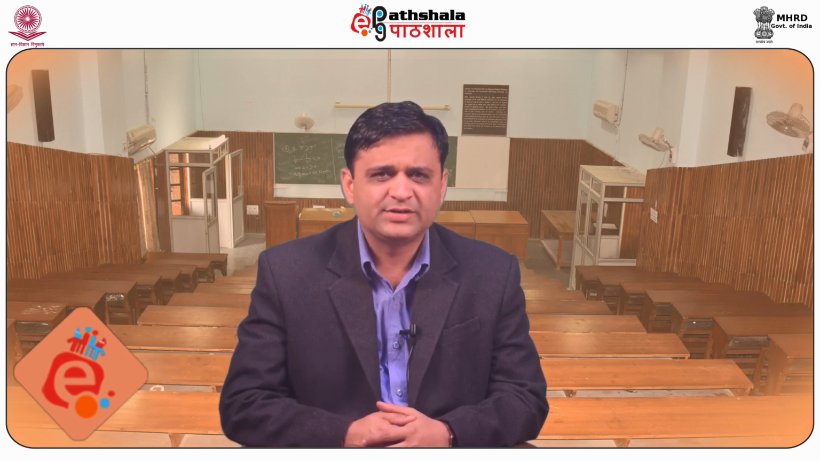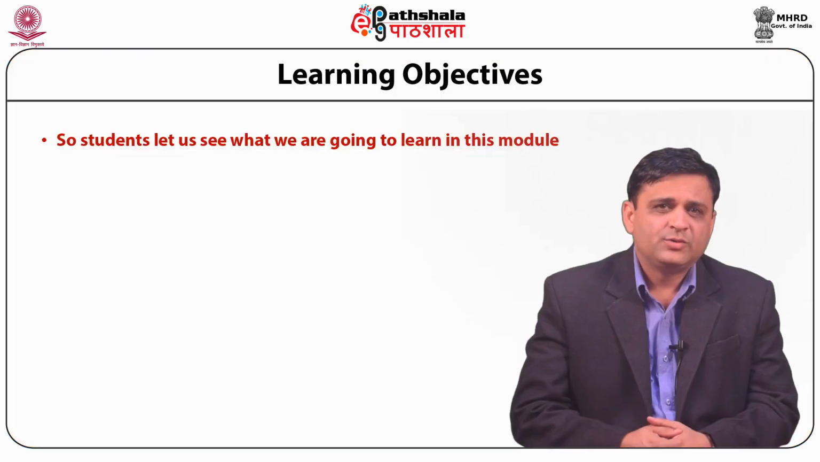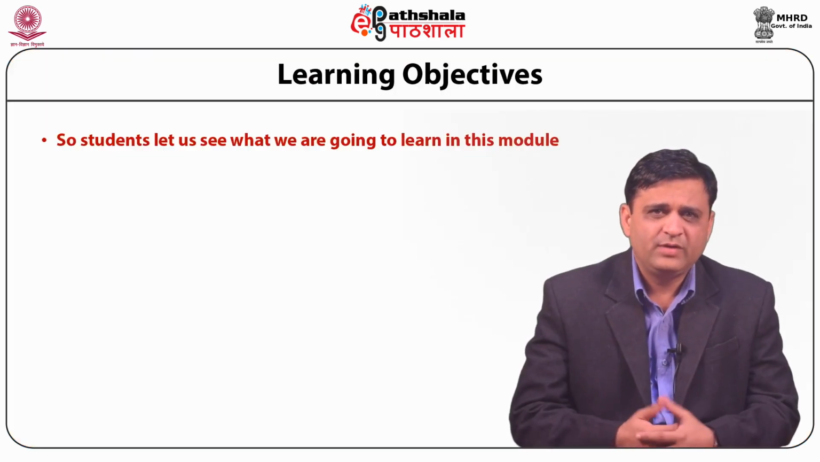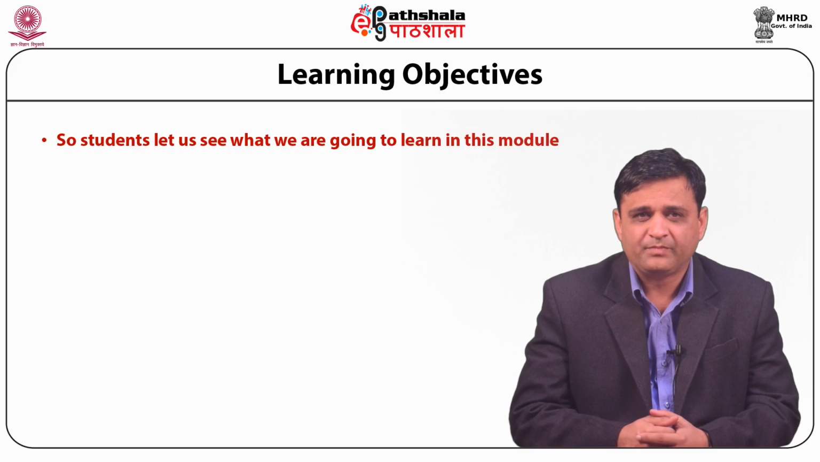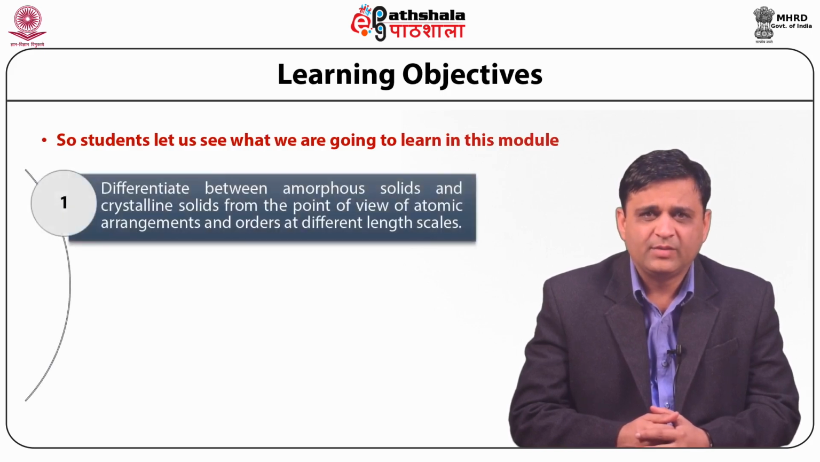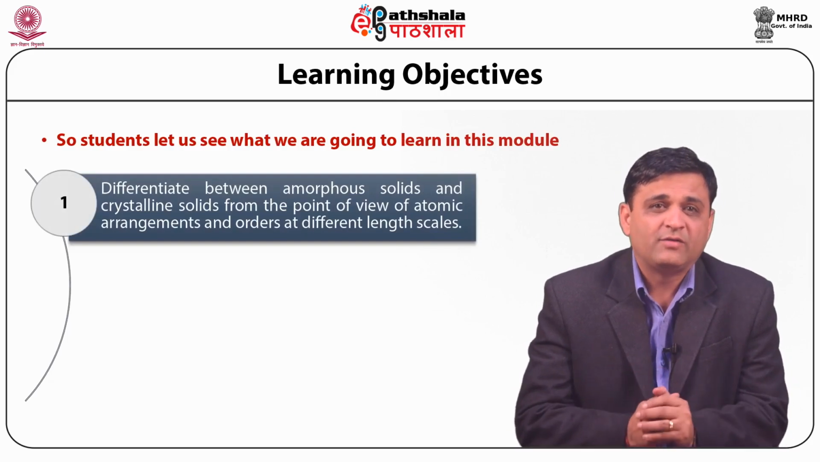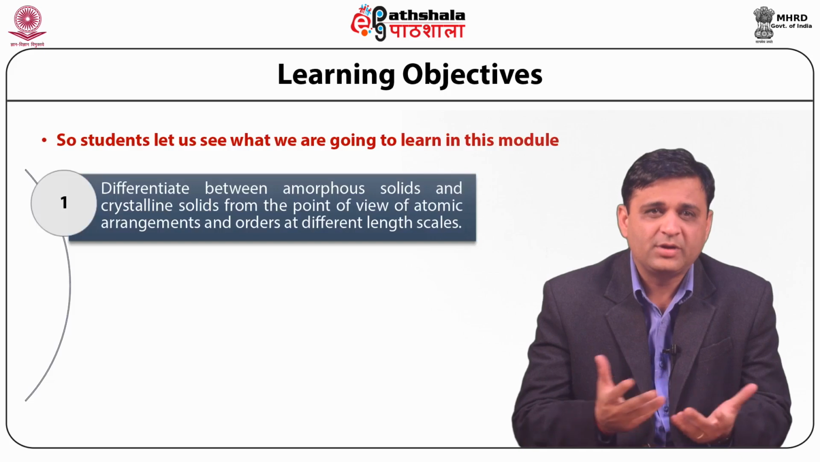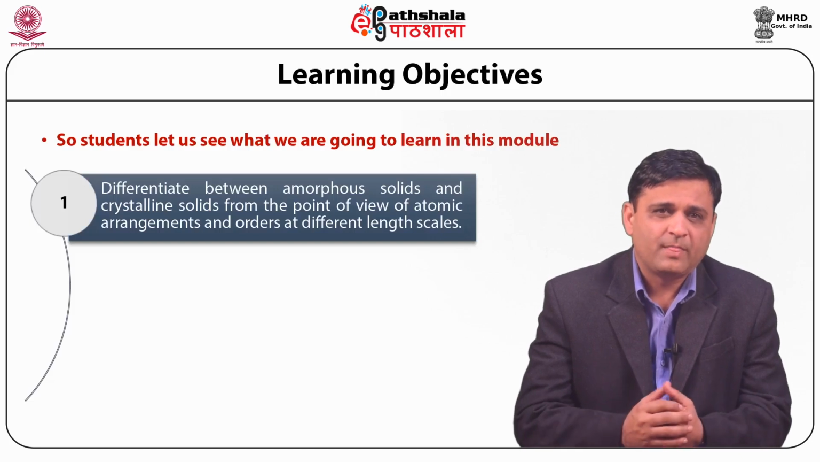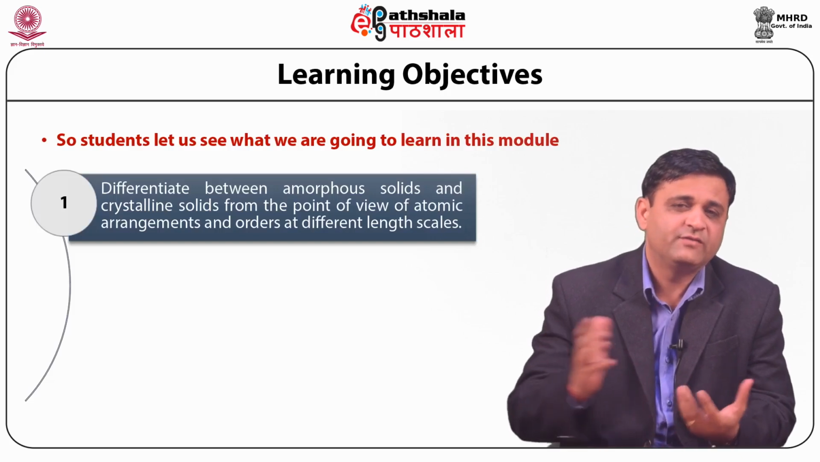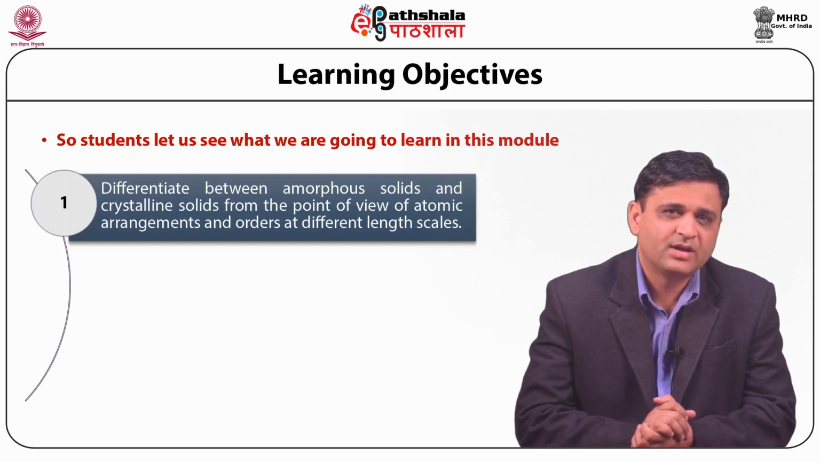Today we are going to discuss a module, Crystalline Solids 1, from the paper Solid State Physics. So students, let's see what we are going to learn in this module. First of all, we will differentiate between amorphous solids and crystalline solids from the point of view of atomic arrangement, orders at different length scales.